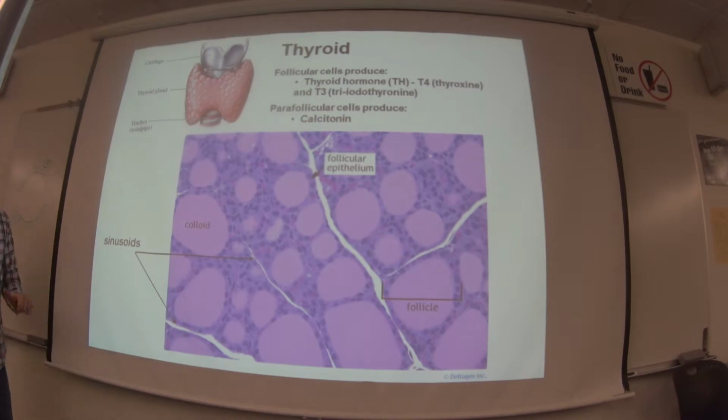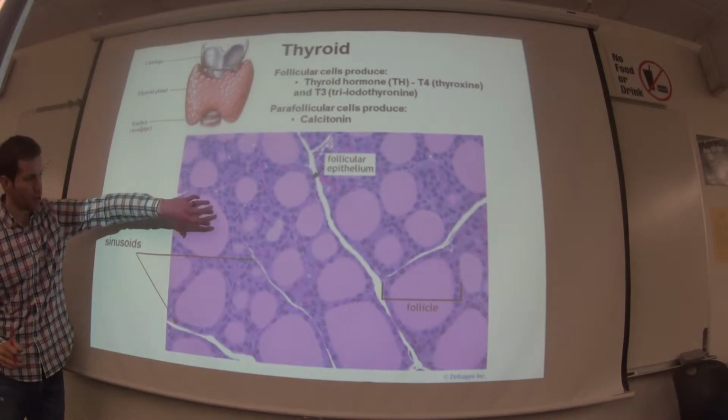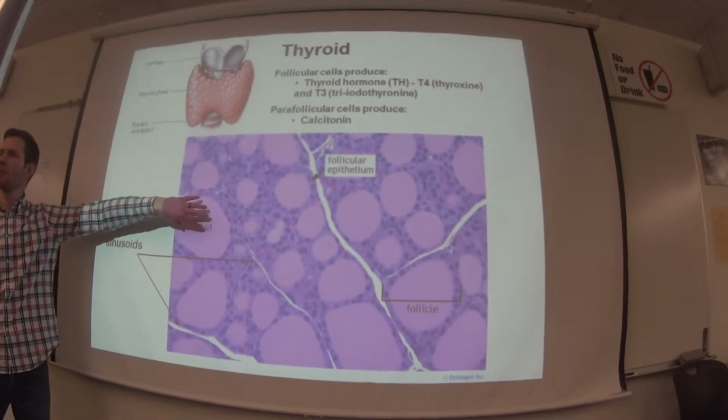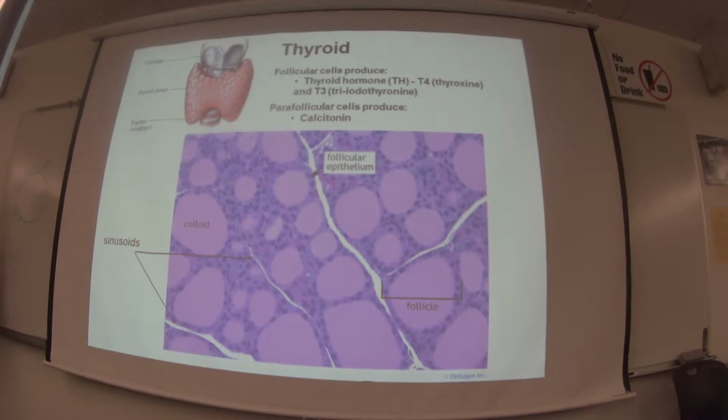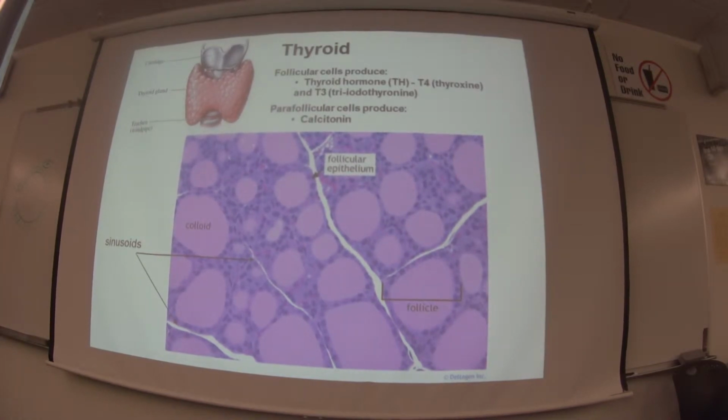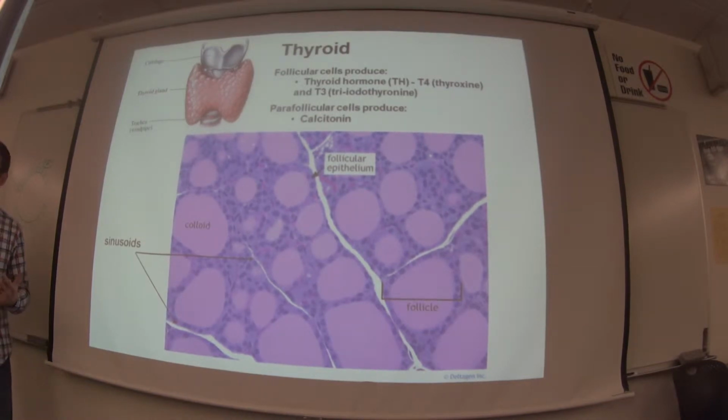When you look at it microscopically, it looks like this. This is why it's easy. There's nothing else in your body that looks like this. It has what is generally called a colloid, but this colloid is made of thyroglobulin. A colloid is really just a proteinaceous gel. So think like Jell-O. It's kind of like pectin, even though it's not made of the same thing, but it's kind of that same substance.